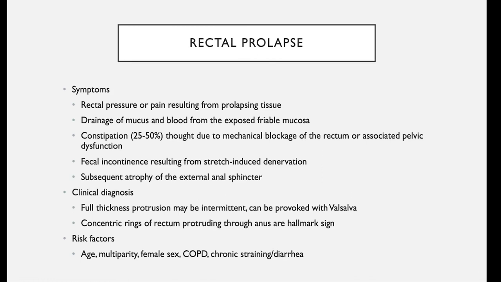Diagnosis is made on exam. Full thickness protrusion may be intermittent, but can be provoked with Valsalva. And really the hallmark sign of rectal prolapse versus hemorrhoids, which oftentimes get confused, is that the rectal prolapse has concentric rings of rectum protruding through. So that's really an important hallmark sign. Risk factors include age, multiparity, female sex, COPD, and chronic straining or diarrhea.